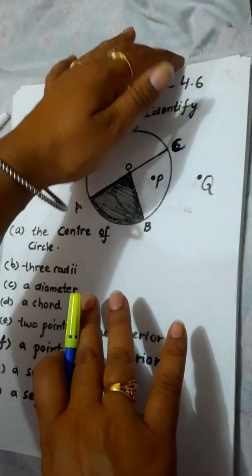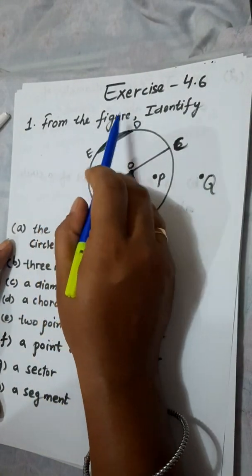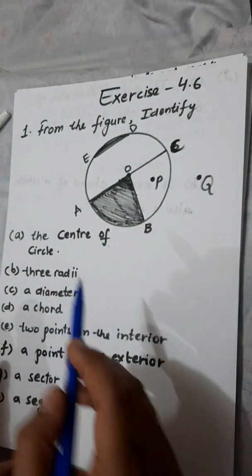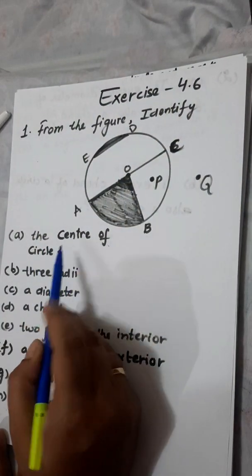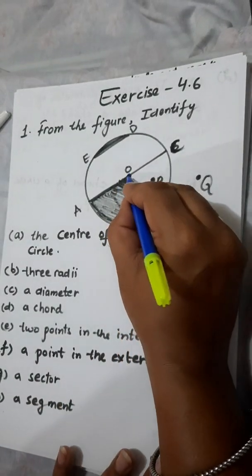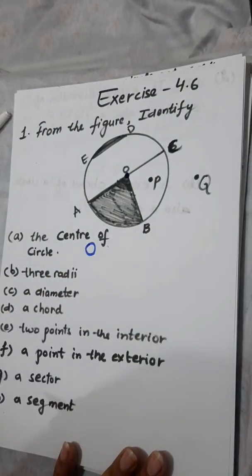Start with exercise 4.6. In this exercise, we have the first question from the figure. This figure is given to you, and you have to identify the following terms. First we have the center of the circle. As we know, wherever we place the compasses, it is the fixed point. So the center is O. Here the center of the circle is O.